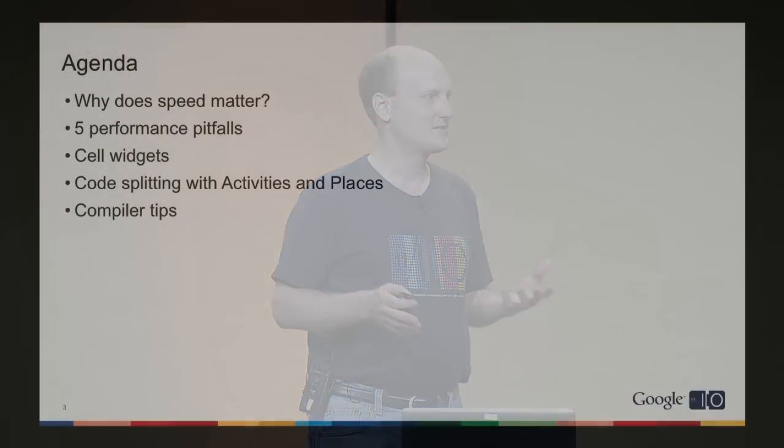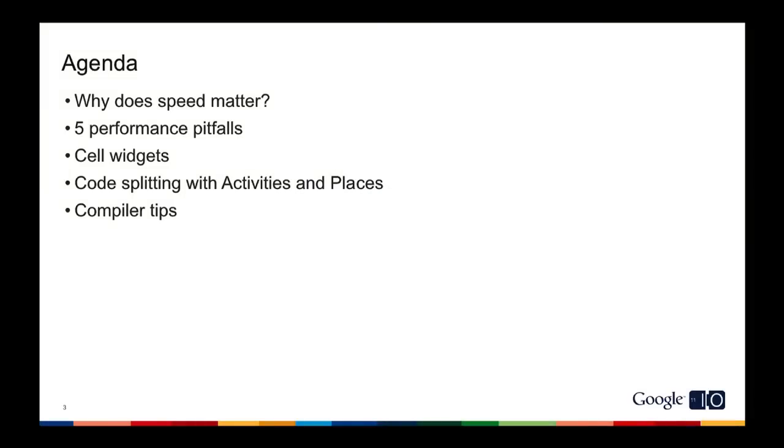So we're going to talk first about why speed matters, just some interesting numbers related to your page load times and exit times. We'll look at 5 performance pitfalls. A few of these you may have seen from previous I/O conferences, and then there's some new stuff as well. Then John will talk about the new cell widgets in GWT 2.1 and following. We'll look at activities and places and code splitting as a technique to improve your application's performance. And then finally, some compiler tips at the end of our talk.